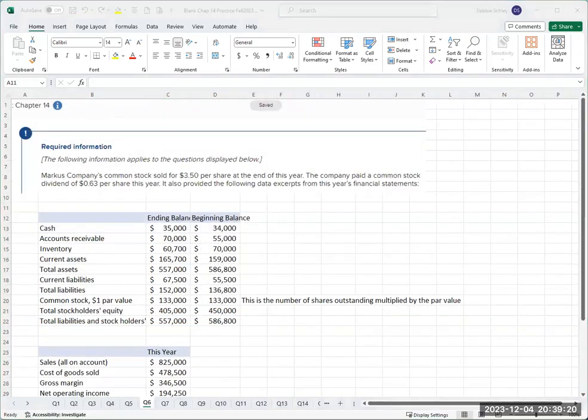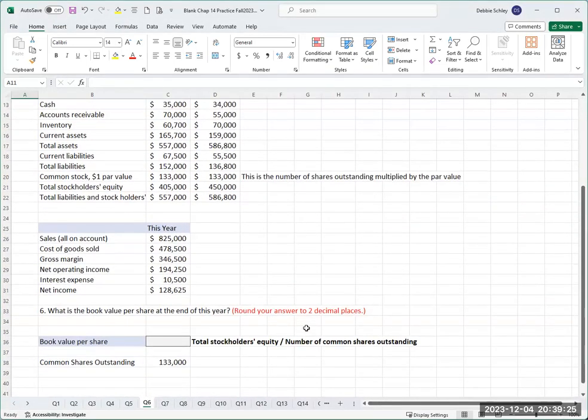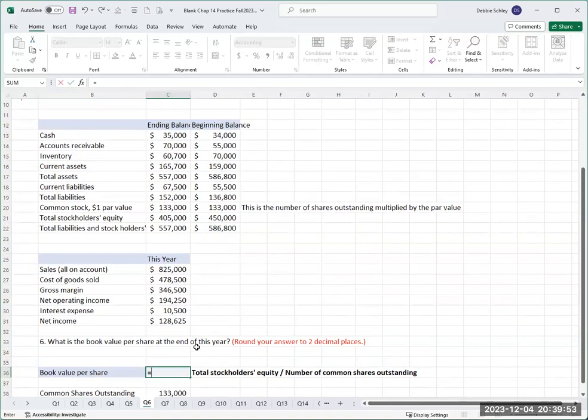Okay, question 6. Okay, so if you remember, because I only have $1 par value, 133,000. So that's just how many it is. If my par value had been something else, I would have taken 133,000 and divided by the par value. But since my par value is 1, then it's just, that's how many shares it is. So equals total stockholders' equity.